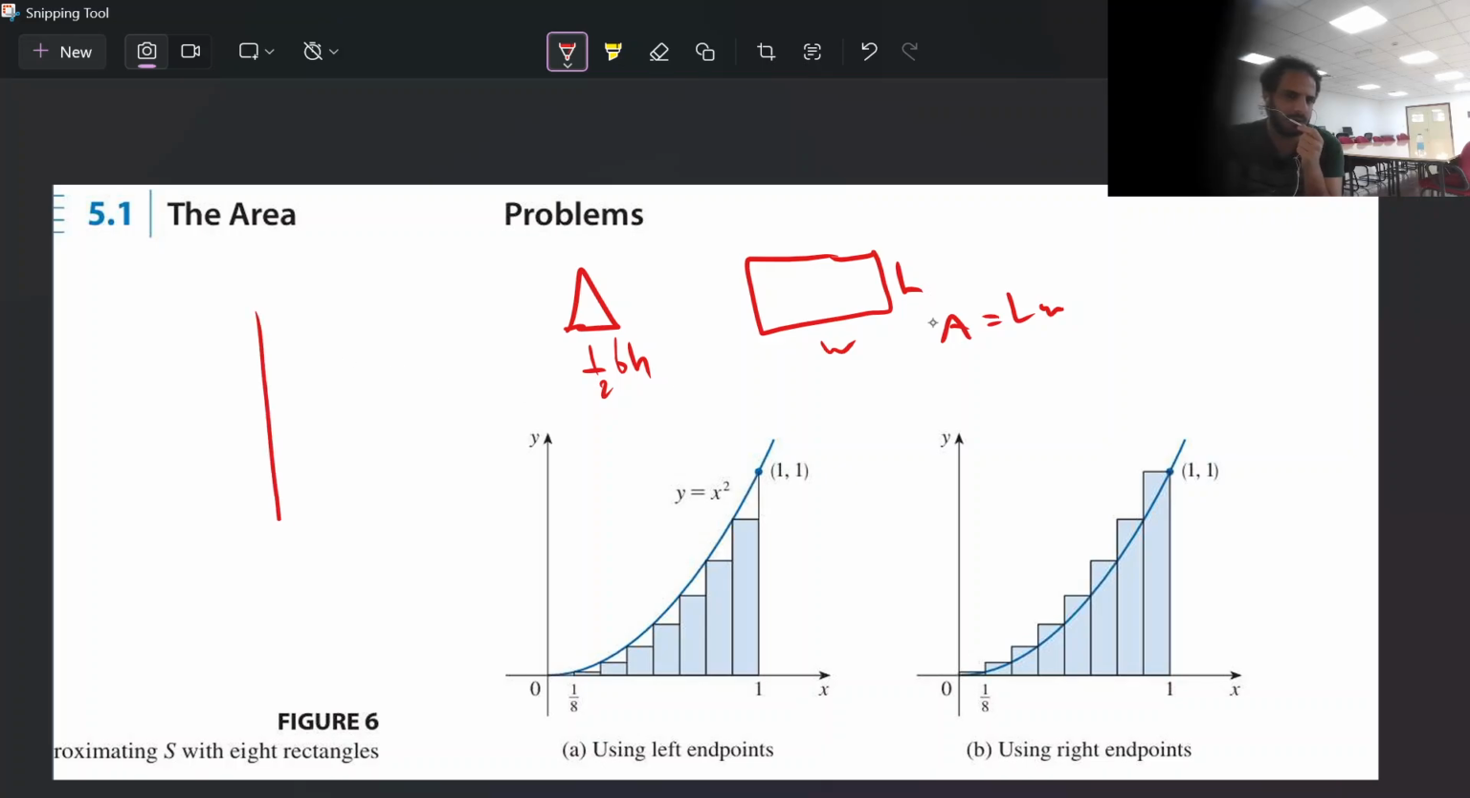But what about if I have x squared, for example, as this example? I want to approximate this area, for example, up to 1. What do you think? What can I do? I don't have a formula for this. How can I find the area? What do you think?